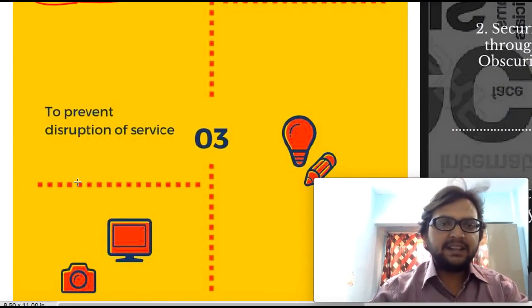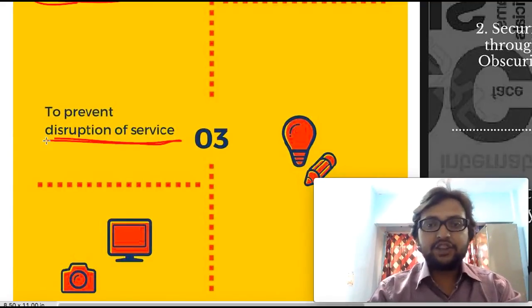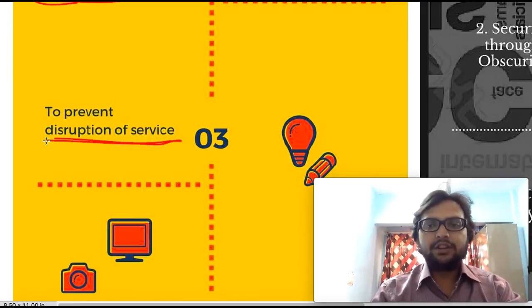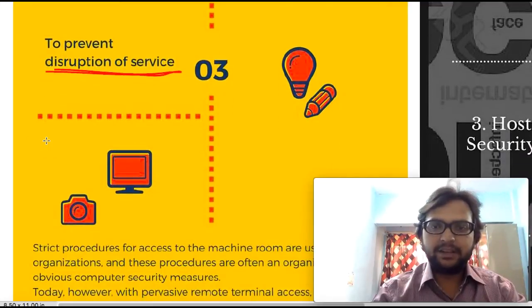And the last part is to prevent disruption of our service. As we know, service should be consistent. It should not be disrupted at any point of time. So whenever a user demands or asks for any type of data, that data should be available.